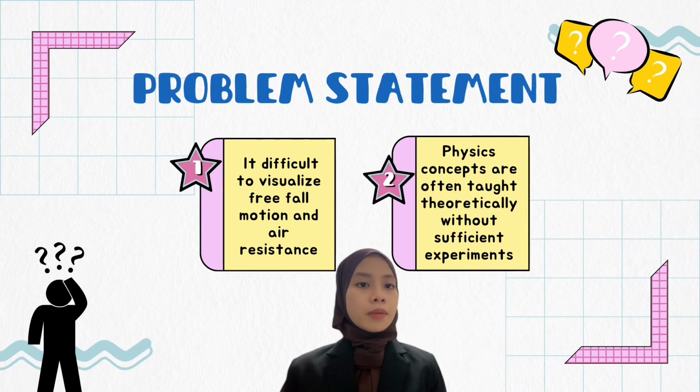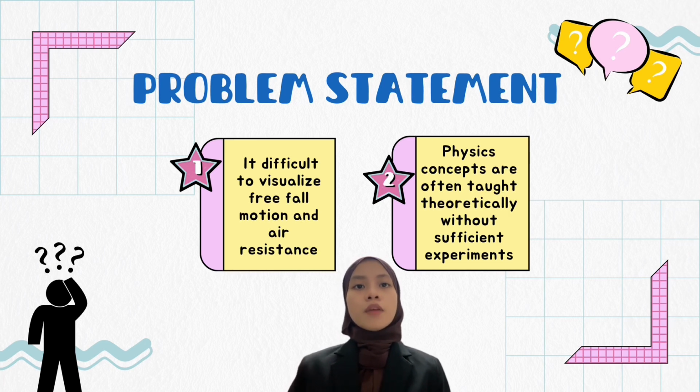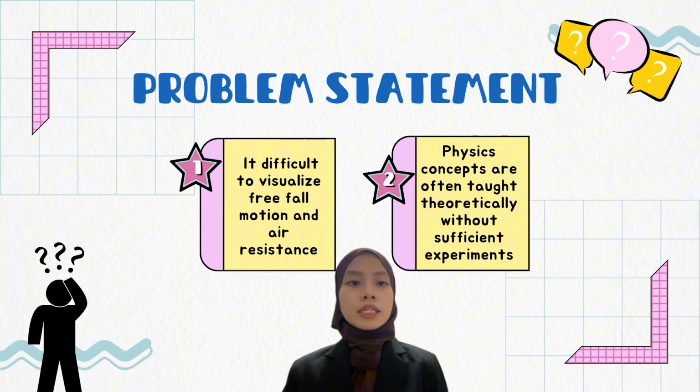For the problem statement, the first one is students often face difficulties visualizing free fall and air resistance. The second one is physics is sometimes taught too theoretically without enough hands-on experiments.